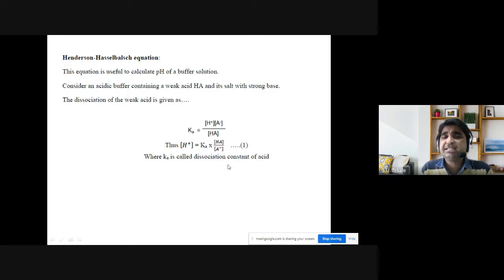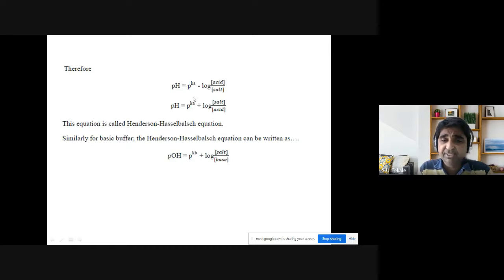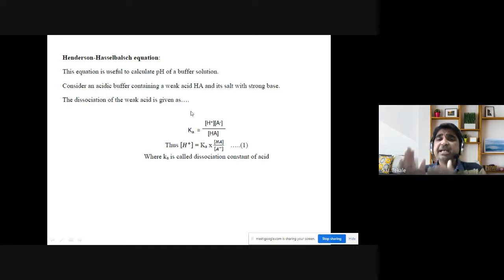Now let us consider, in order to derive this Henderson equation, for an acidic buffer or for a basic buffer, let us take an example of an acidic buffer. Again, I recall that an acidic buffer is an equimolar solution consisting of a weak acid and its salt with a strong base.